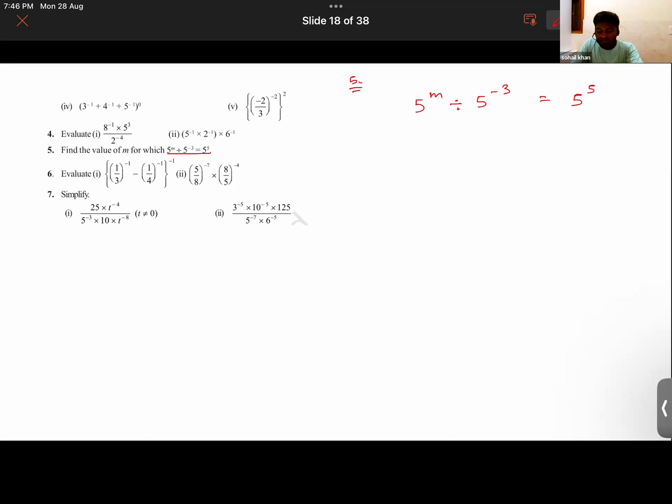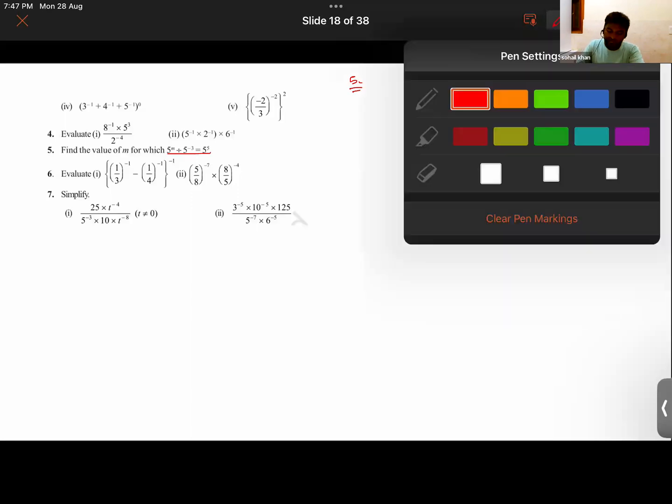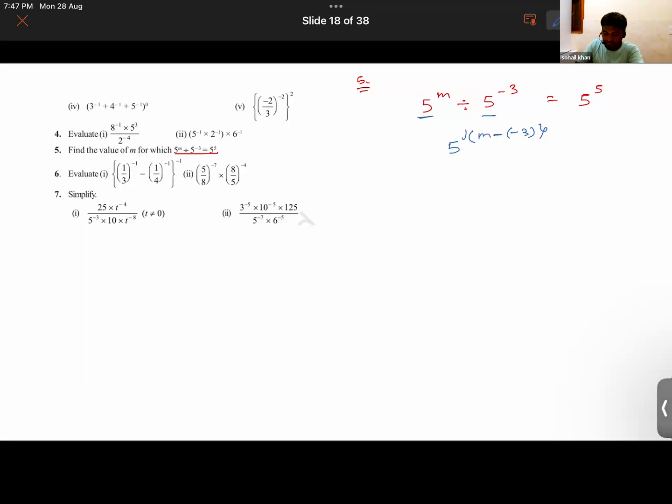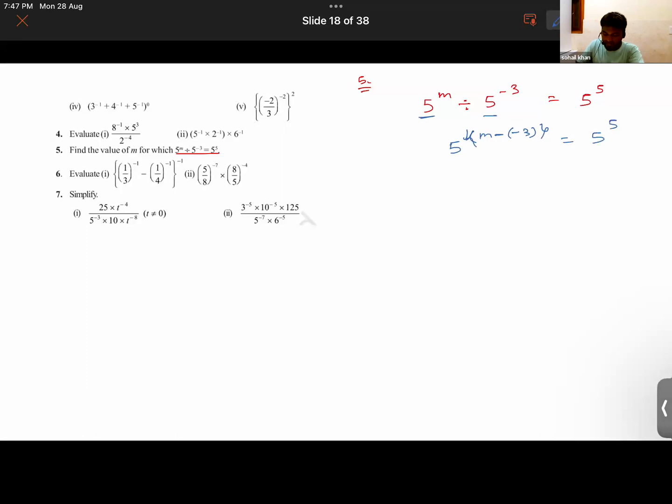Now, see in this question, on the left hand side and on the right hand side, the bases are same. That thing we have noticed here. And we know as per the rule, if the base is same, the powers are subtracted, right? 5 raised to the power minus 3. Exactly. So here it's m plus 3 equals 5 raised to the power 5 minus minus 3, right? Now it's going to be m plus 3.